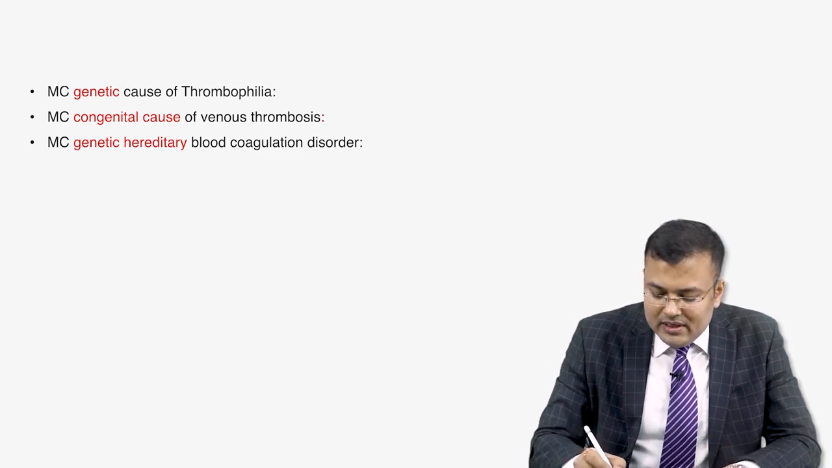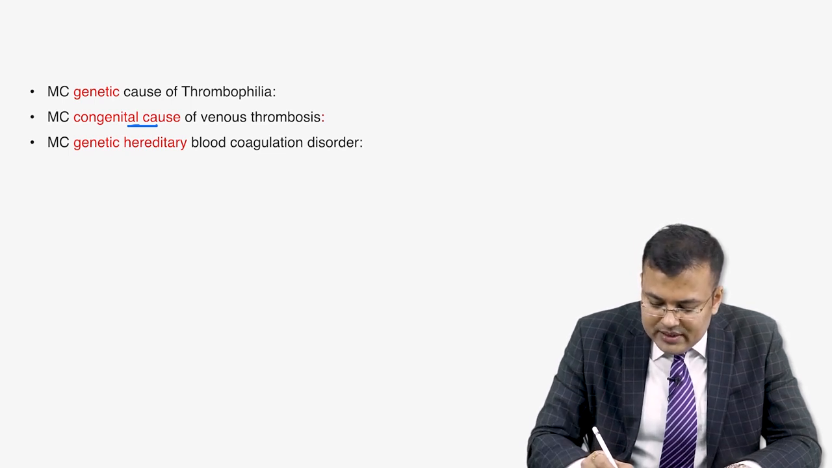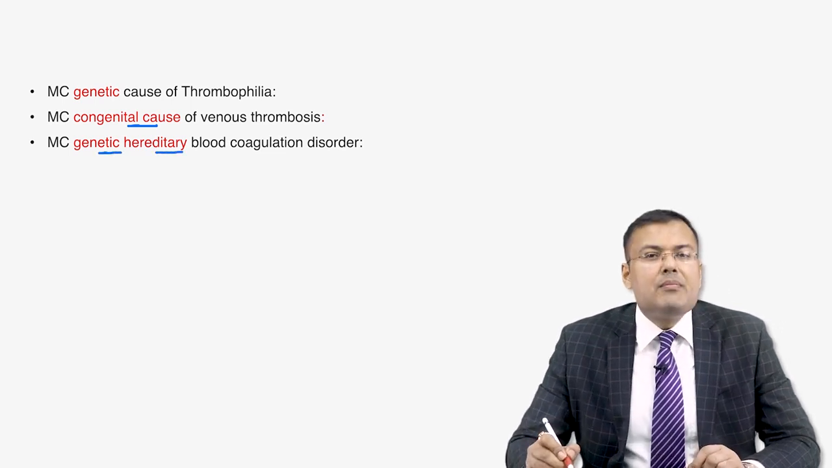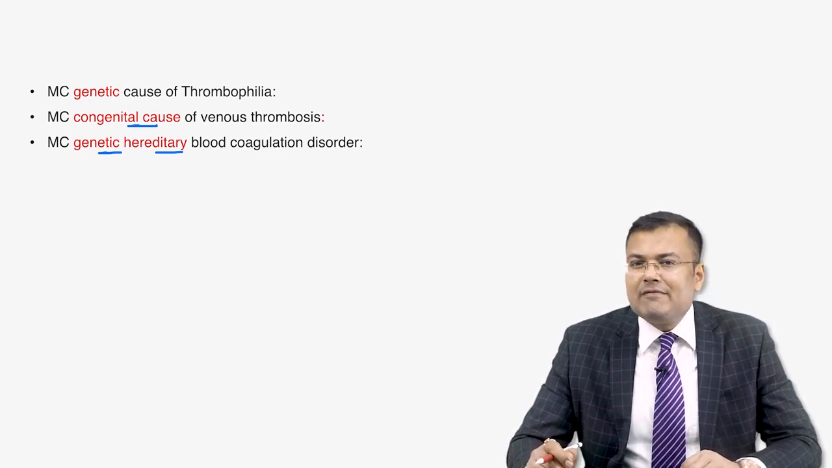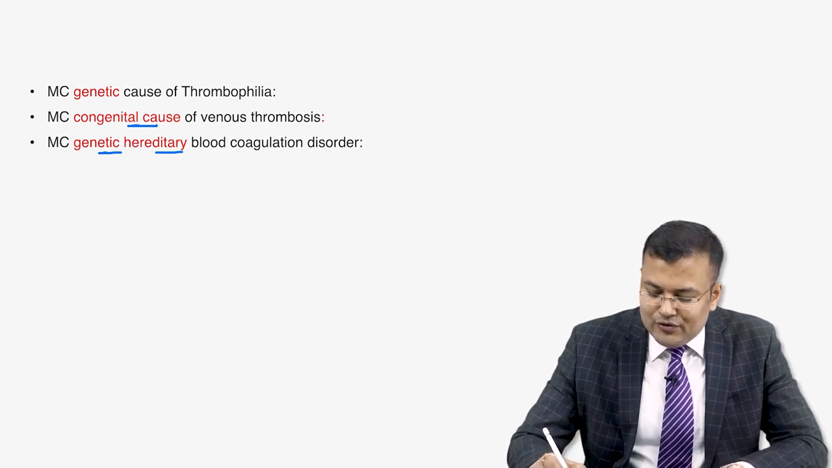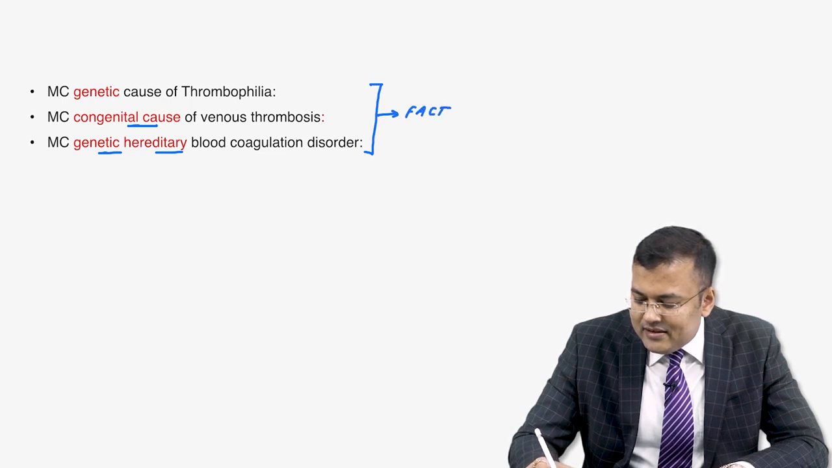What is the most common congenital cause of venous thrombosis? And what is the most common genetic hereditary blood coagulation disorder? For all these, the answer is the same. It is factor 5 Leiden.